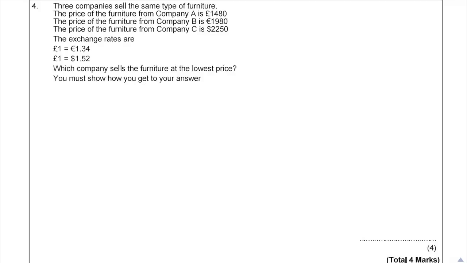Okay, because we've got 2 exchange rates in terms of pounds, so we're going from pounds to euros and pounds to dollars, what I'm going to do is convert the prices of the furniture from each of the companies into pounds. So the British pound is going to be our common currency. So if we have Company A, Company A is nice and straightforward because they're selling the furniture at £1,480, so we don't need to use our exchange rates.